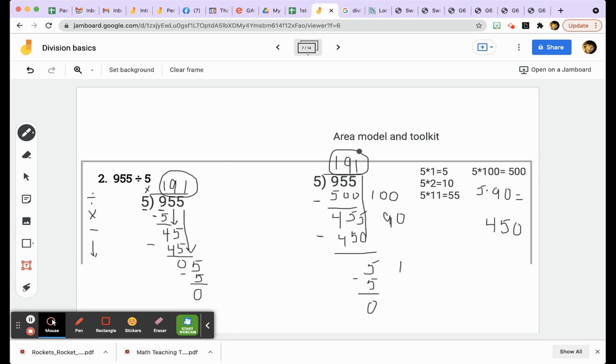So whether you use the area model in the toolkit or the standard algorithm, by finding out how many equal groups of your divisor fit into the dividend, you come up with your quotient, or the number of equal groups that fit into that dividend. Okay?